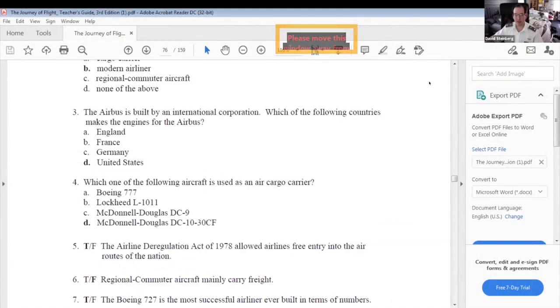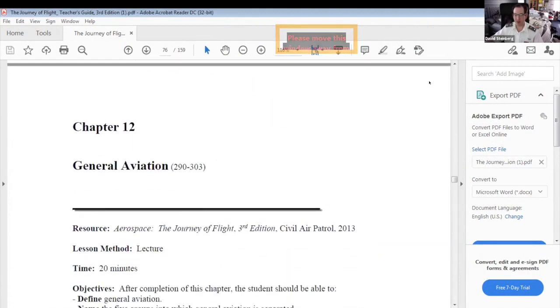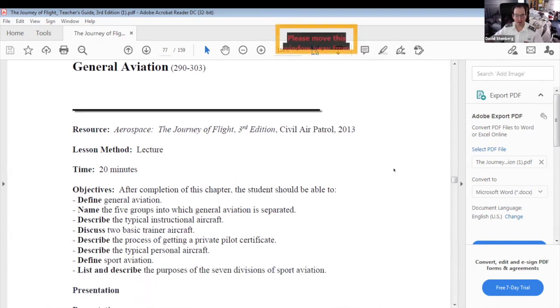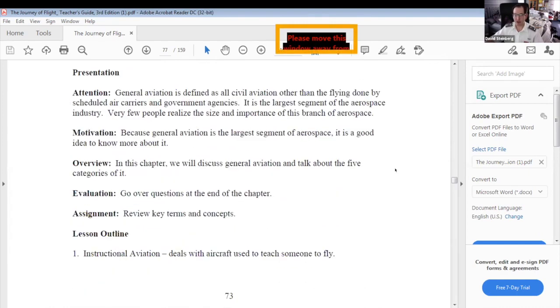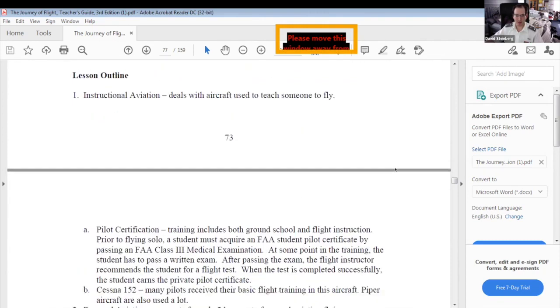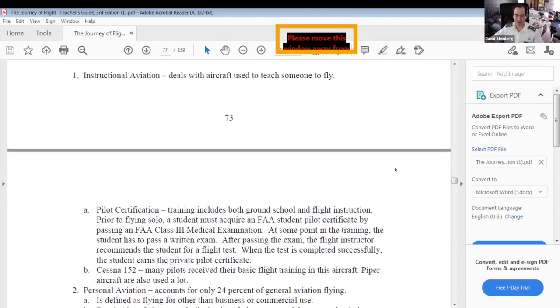Okay, let's do one more chapter and then we'll wrap it up for today. So chapter 12 is general aviation, which I think a lot of us in Civil Air Patrol are familiar with, whether as pilots or maybe as air crew. Pilot certification, let's start at the beginning. Instructional aviation, that has to do with teaching people how to fly, and in the United States, that requires certification.